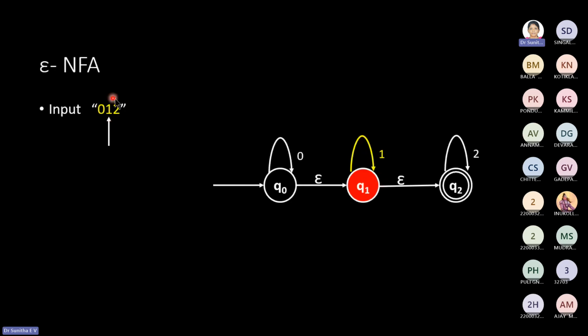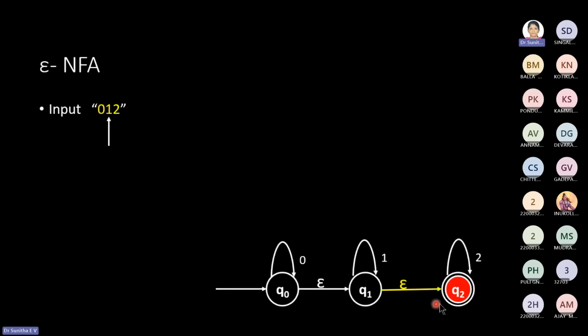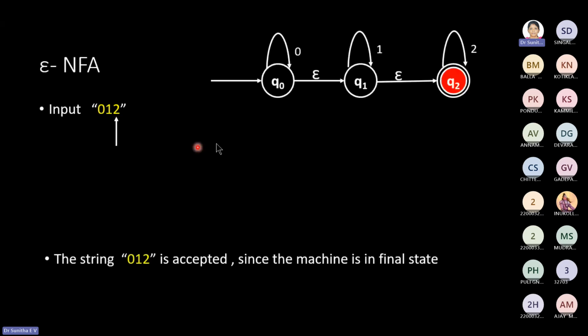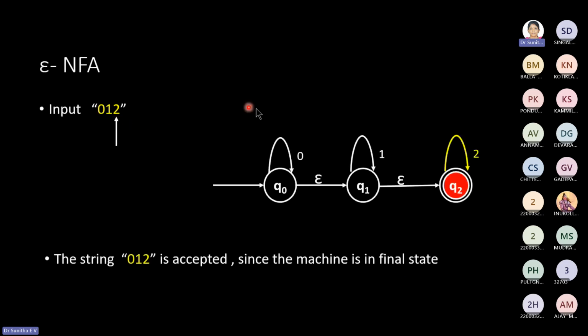And to consume the next symbol 2, it has to move to Q2. For that, it will take the epsilon transition from Q1 to Q2. And the machine is now in Q2. Now it can consume the symbol 2, and after consuming 2, it remains in the final state itself. So the string is accepted. After consuming 0, 1, 2, all the characters in the string, the machine is in Q2, so it is accepted. That is how the epsilon transitions work.